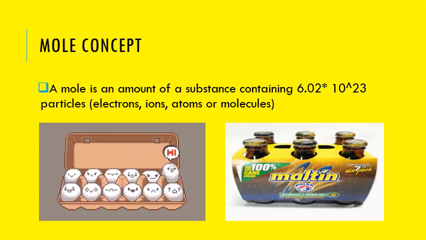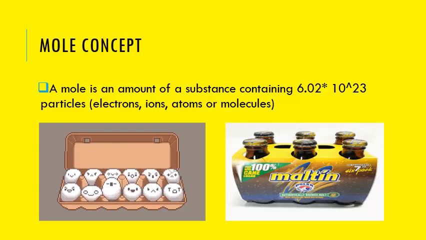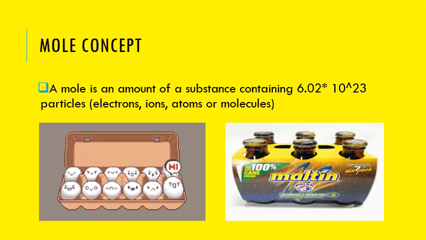Now we're gonna be talking about the mole concept. If you recall, the mole is an amount of a substance which contain how many particles? 6.02 times 10 to the power of 23 particles, and these could be electrons, ions, atoms, or molecules. Okay? This number is also known as Avogadro's constant. Good job.